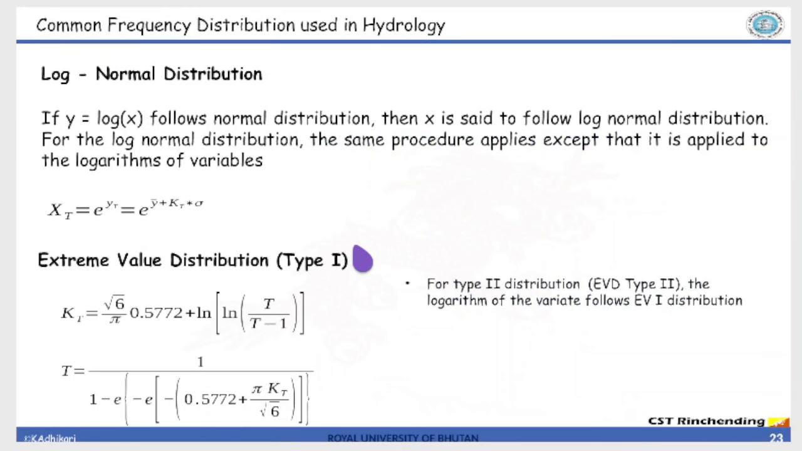That was one type of distribution, which we call the normal distribution. Now there is another distribution, which is the log normal distribution. So we'll continue our discussion in the next class. I'll keep it here for this time.